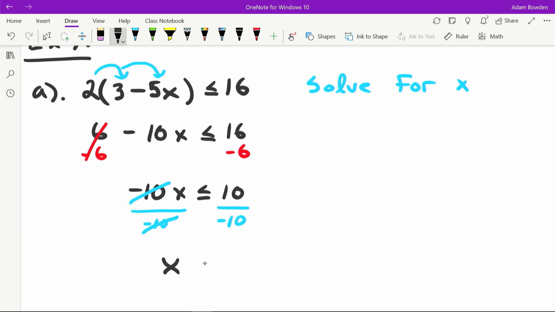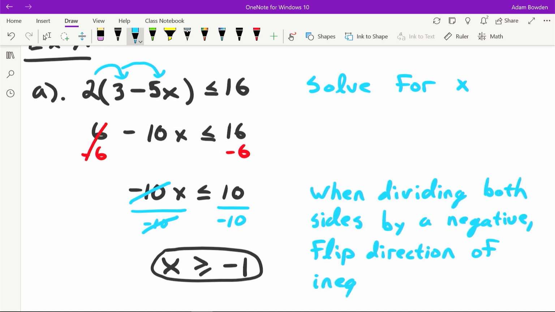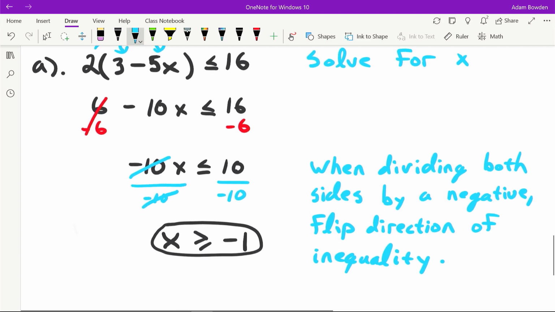And one thing that will be different now when dealing with inequalities is I'm going to switch this from a less than or equal to a greater than or equal to. 10 divided by -10 is -1. Now, why did I do that? Why did I suddenly change it from one to the other? It's because I divided both sides of the inequality by a negative. So whenever we divide both sides of an inequality by a negative, we flip the direction of the inequality. So here I flipped it from less than or equal to greater than or equal to.